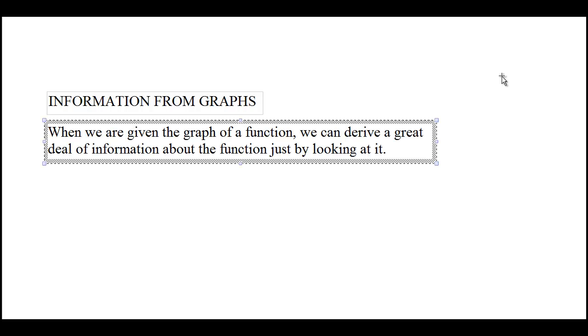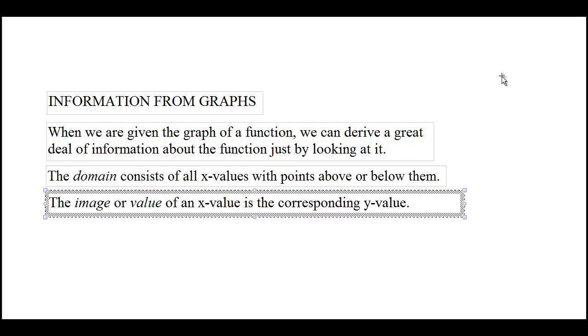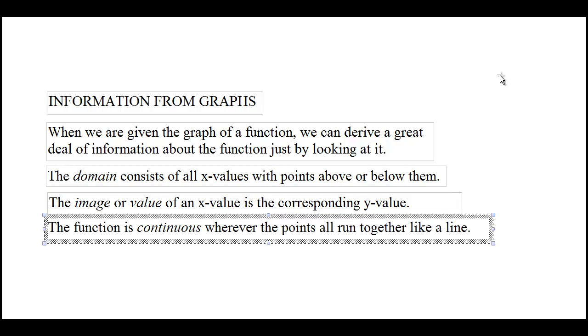Information from graphs. When we are given the graph of a function, we can derive a great deal of information about the function just by looking at it. The domain consists of all x values with points above or below them. The image or value of an x value is the corresponding y value. The function is continuous wherever the points all run together like a line.